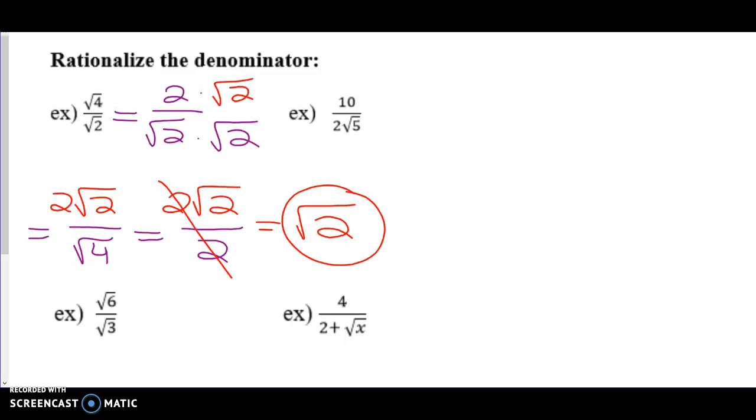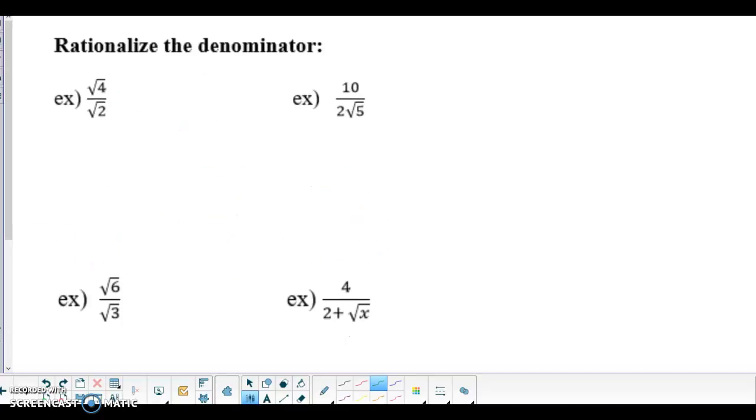Any questions on that? Is there anything wrong with this 2 right here? No, the 2 is actually good. That's a whole number. The square root of 5 is the problem.